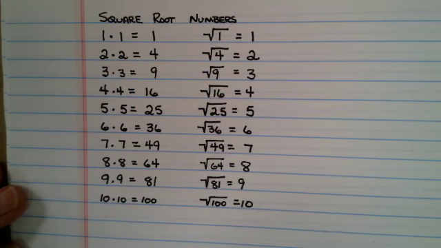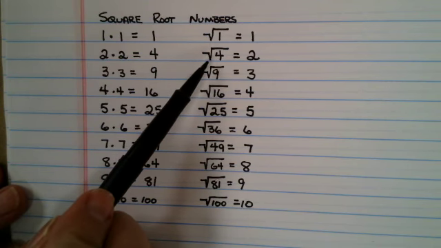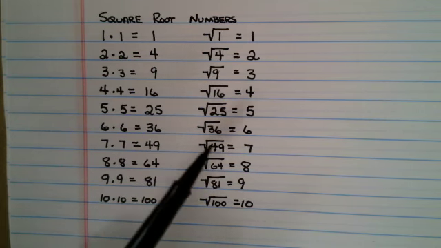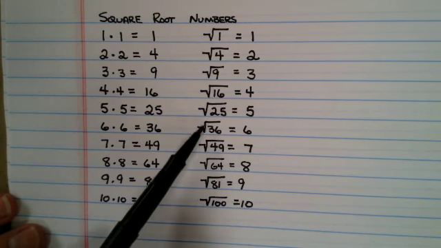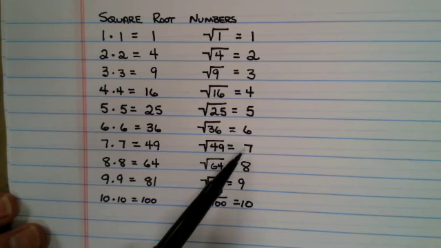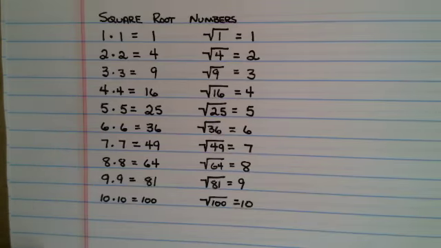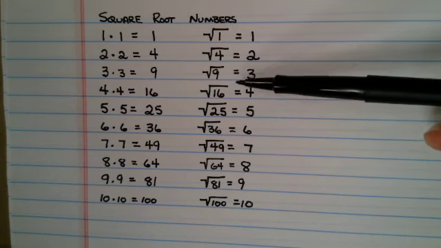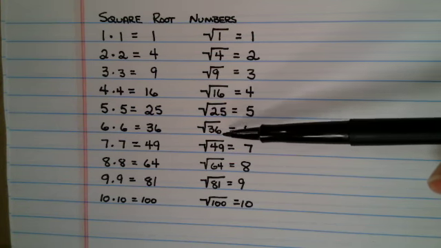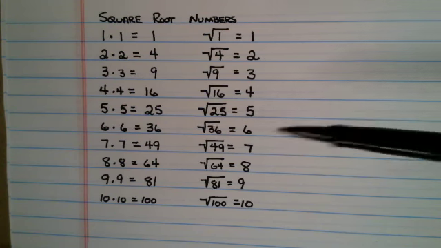Where would the square root of 40 be? Would it be in between the square root of 1 and the square root of 4? No. The square root of 40 would be in between these two. That means on a number line, it's going to be in between 6 and 7. So I'm looking for the square root of 40. According to my chart, where would the square root of 40 be in between? Hey, it's going to be in between here. So my dot better be in between 6 and 7.